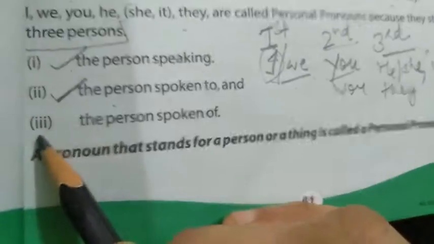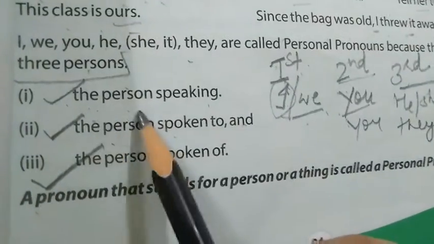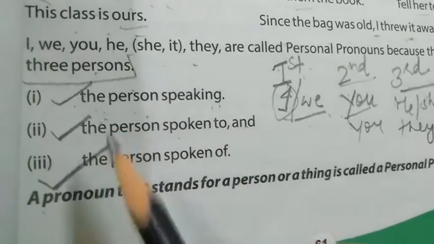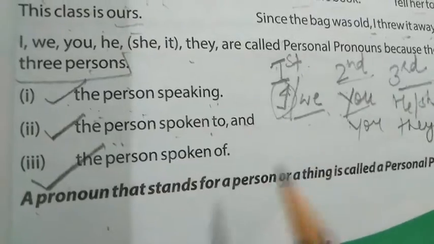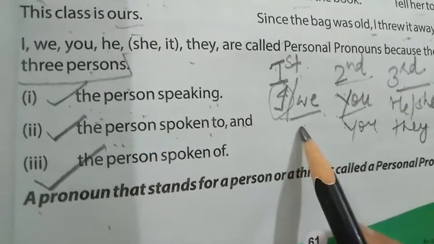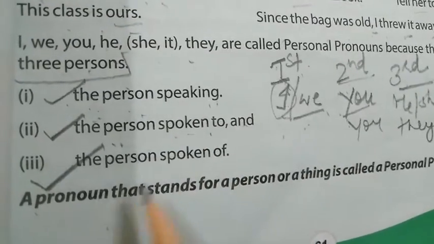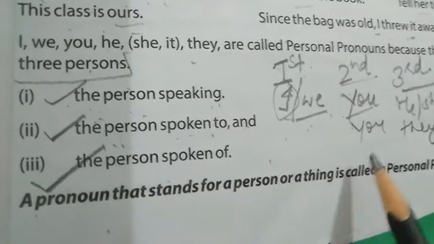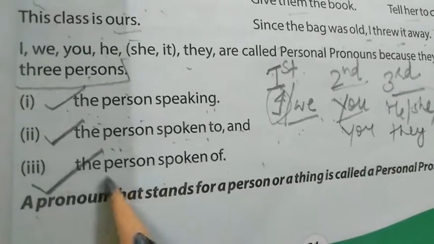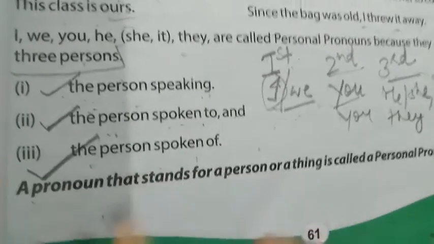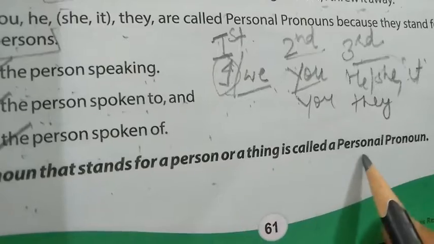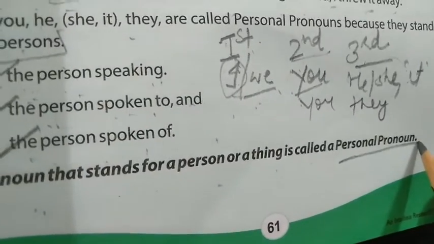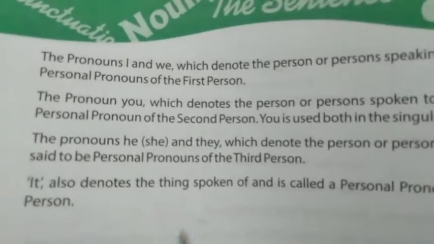Okay, so I hope it is clear. The person speaking is the first person, like I am speaking, I am the first person. Second person, you are the listener to whom I am speaking, that is the second person. And the person spoken of, about whom we are talking at the moment, that is the third person. Now a pronoun that stands for a person or thing is called a personal pronoun. Let's read this, it will be more clear to you.